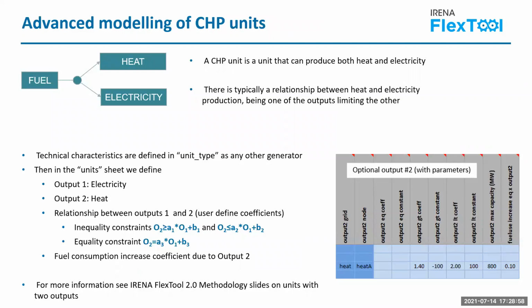And then also on the heat part, we have the advanced modeling of CHP units. This I have already showed this before, but basically we can model CHP units with one fuel input and two outputs, and in a way that both outputs depend on each other. So we have modeled some inequality and equality constraints that represent the relationship between heat and electricity outputs and how one varies when the other also varies.